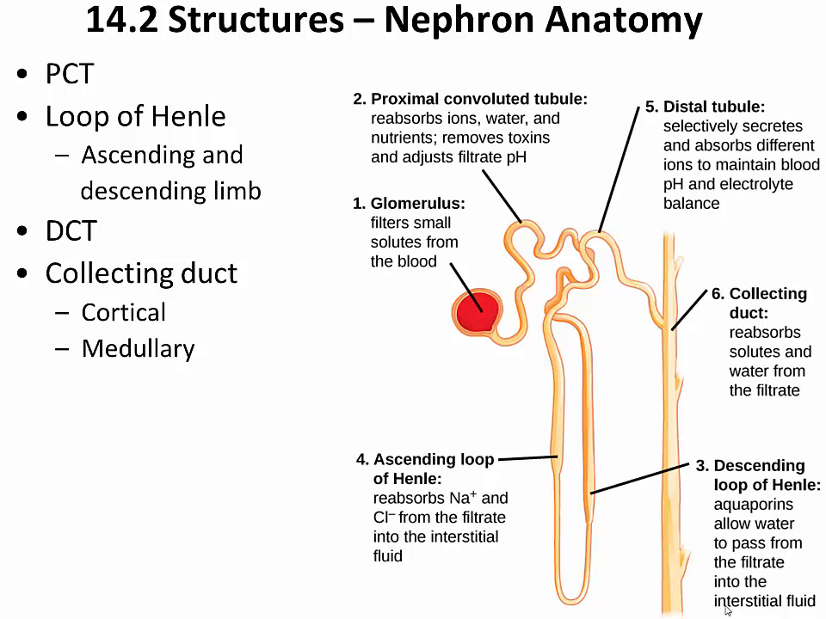It's worth noting as we close this particular slide that there are two regions to the collecting duct. The first portion of the collecting duct, the portion towards the outer side of the kidney, is known as the cortical collecting duct. Then as we make our way down closer to the center of the kidney, the collecting duct makes its way into the medullary region of the kidney, and so it's referred to as the medullary collecting duct.